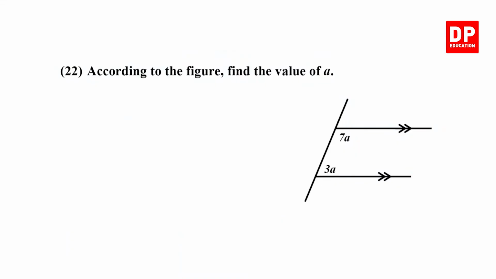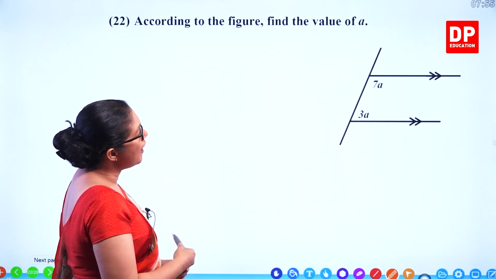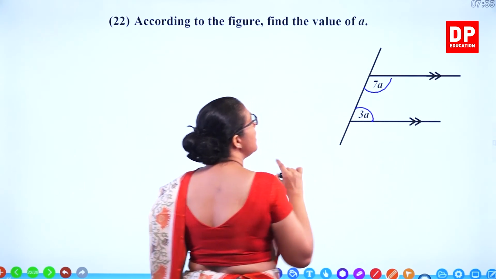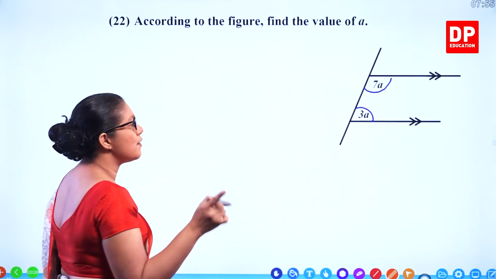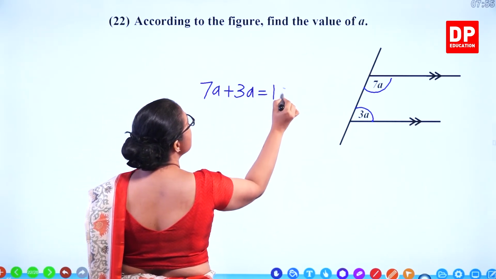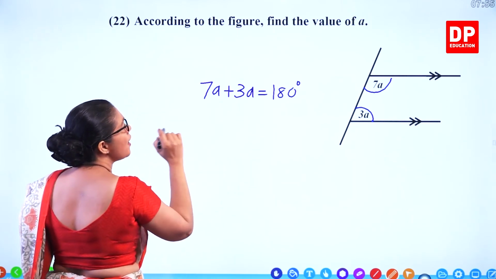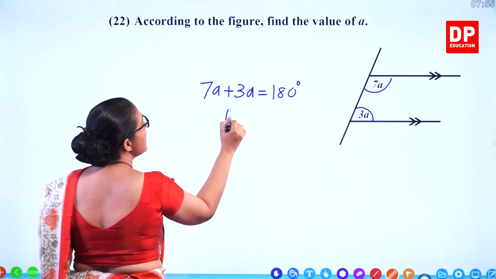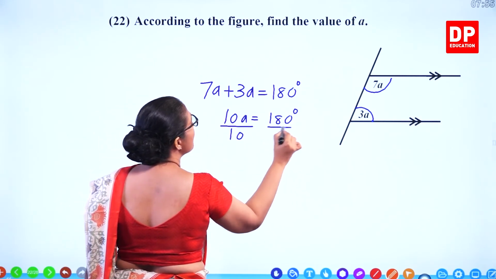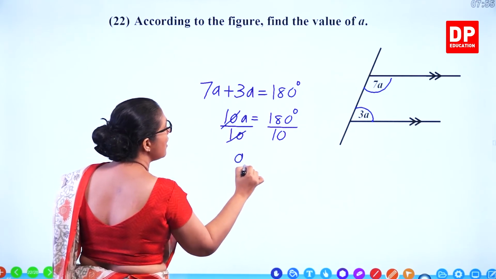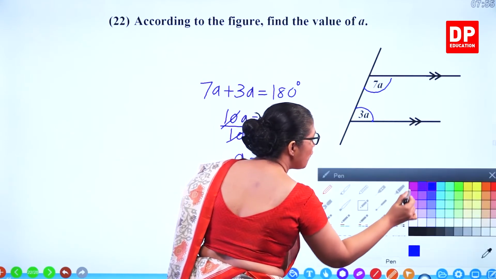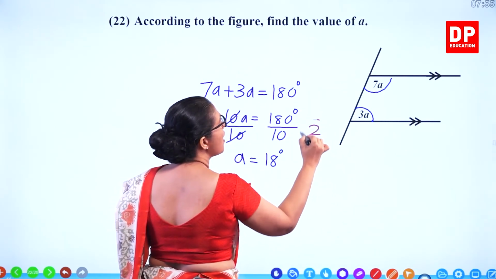Question number 22. According to the figure, find the value of A. 2 parallel lines are given. So what are these angles? Allied angles. So we know that if the 2 lines are parallel, allied angles add up to 180. So straight away you can find out A. 3A and 7A. 10A equals 180. Divide by 10 both sides, you get A equals 18 degrees. That's a straightforward question. You get 2 marks.